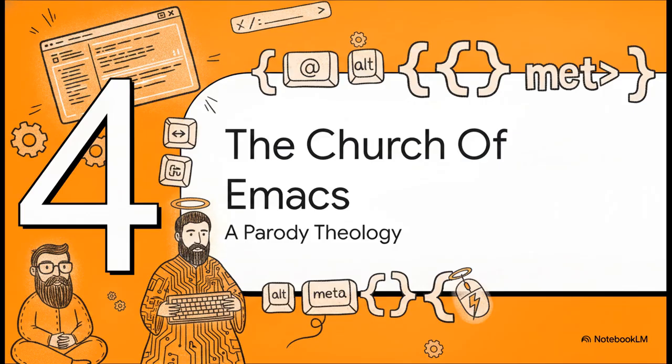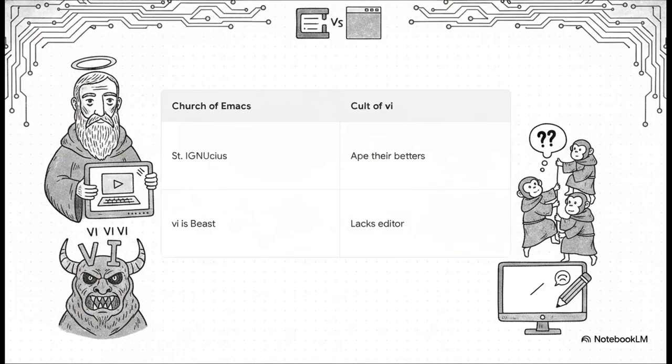Section 4. The Church of Emacs, a Parody Theology. The rivalry actually became so intense, it birthed a real parody theology. The Church of Emacs was founded by GNU project creator Richard Stallman, who playfully goes by Saint Ignatius. And honestly, the absolute best detail here is that the church views Vi as the editor of the beast. Why? Because the Roman numeral spelling, VI, equals 666. You can't make this stuff up.